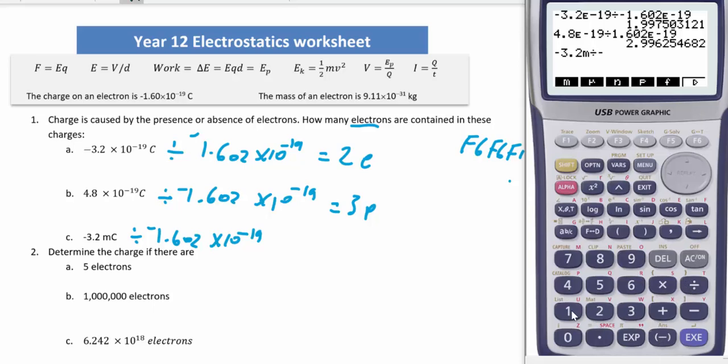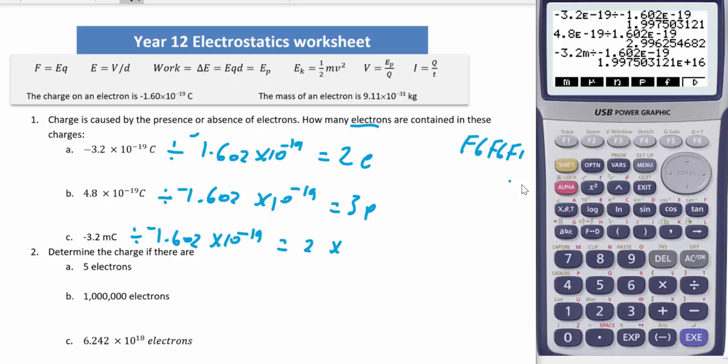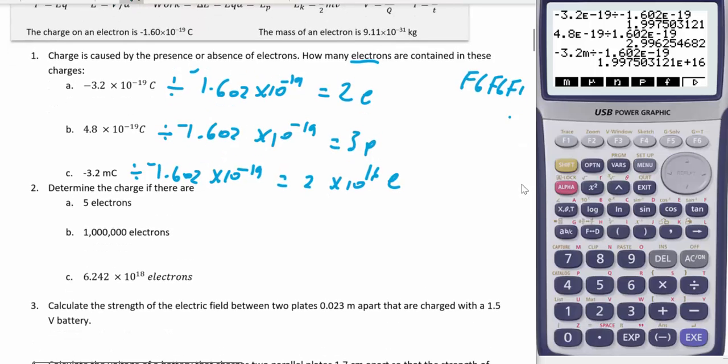but if you don't know that, you can use a calculator, and I'm going to divide it by negative 1.602 times 10 to the minus 19 again, and this time it's going to be a large number of electrons. So we're looking at 2 times 10 to the 16 electrons, and we know that negative and negative must be electrons. So for number 2, we're just going to do the opposite.